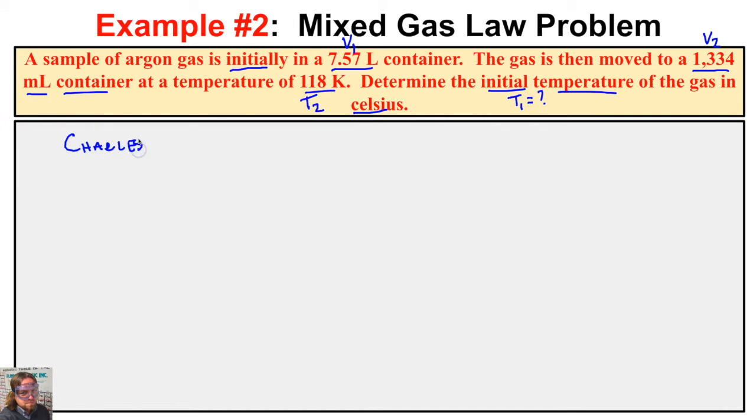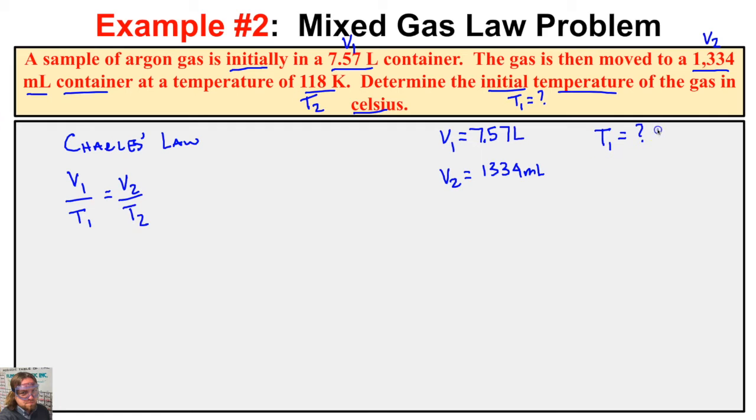If we remember from an earlier video, Charles' law states that the volume and temperature of a gas are directly proportional, right? And so we know that V1 over T1 is going to equal V2 over T2. And so if we take a look, we see here that V1 is going to be 7.57 liters. We can see that V2 is equal to 1334 milliliters. We can see that T1 is what we're trying to find in degrees Celsius, and T2, it tells us, is 118 Kelvin.